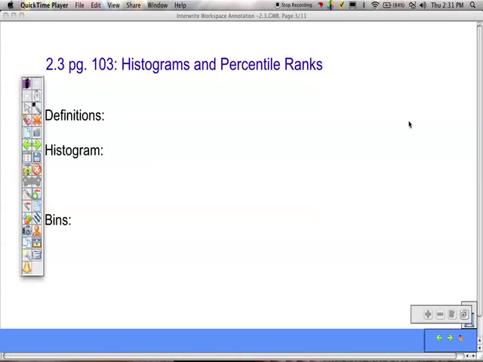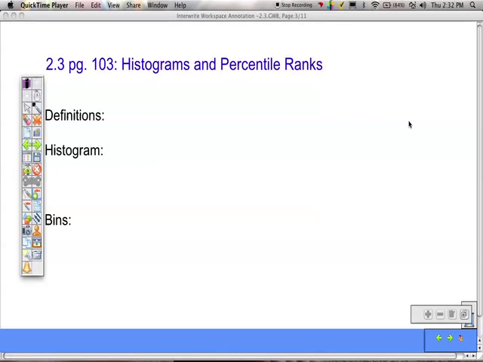This podcast goes over what a histogram is and where it's used, and also something called percentile rank. So the first thing we'll go over is the definition of a histogram. A histogram is similar to a bar graph. It's used to represent numerical data. It shows clusters of data, it shows the gaps, and it shows the frequency of things happening.